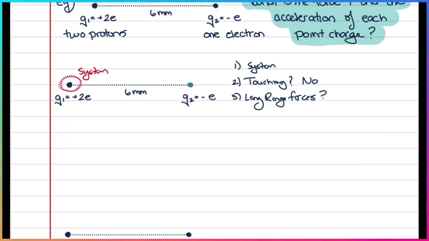So, if I want to draw an arrow to represent that force, these are two opposite charges. One is positive, one is negative. So I know that this force is going to be an attractive force, so I know that that arrow is going to be pointing towards the right. So that is our long-range force.